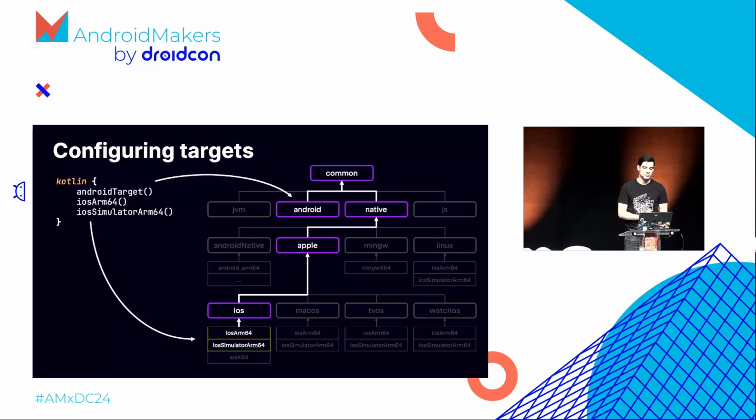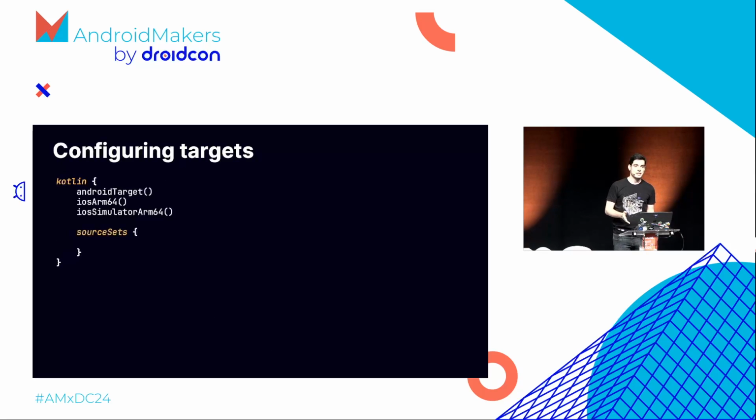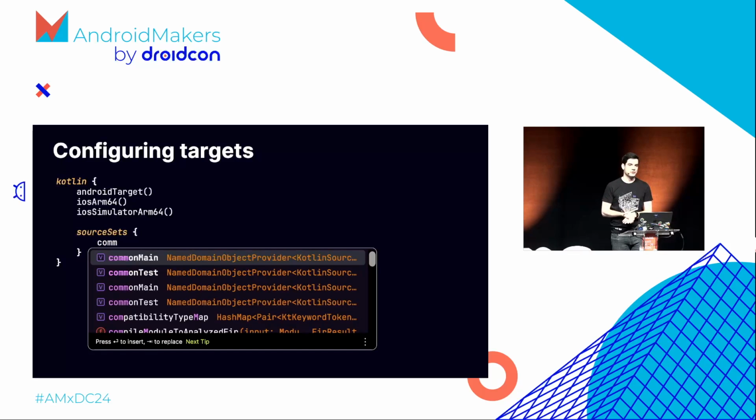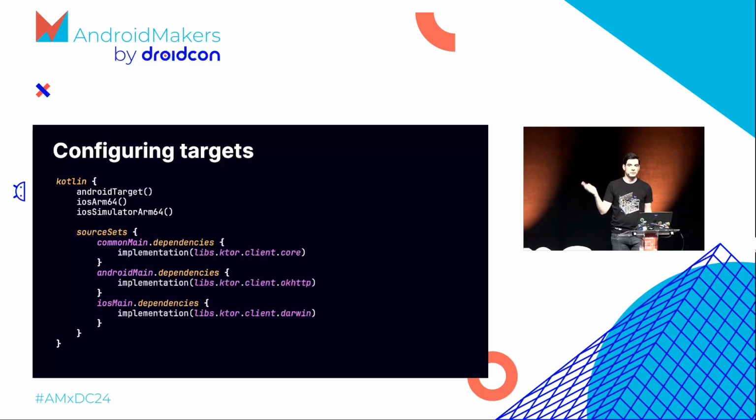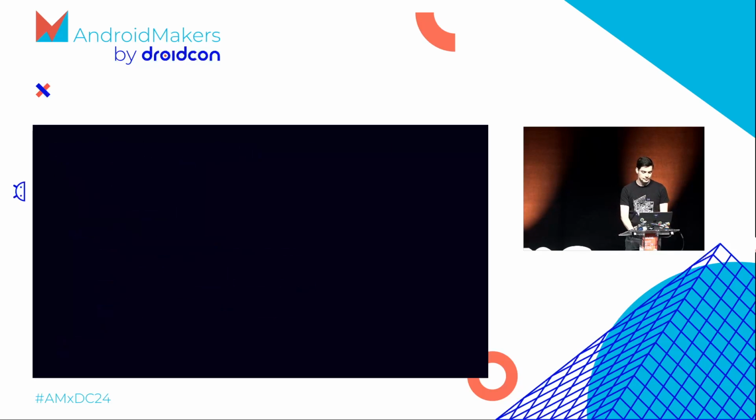So you don't need to do that configuration yourself. Once you do have source sets, you will still want to access them to add things like dependencies, for example. And we have also made that easier by adding typed completion as you're looking for a dependency. For example, if you're looking for common main, you can start typing that in your configuration file, and you'll get auto-completion and easily be able to select it. And the same goes for all of the other targets and source sets of the hierarchy, so Android main, iOS main, and so on.